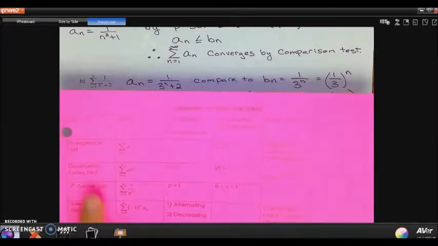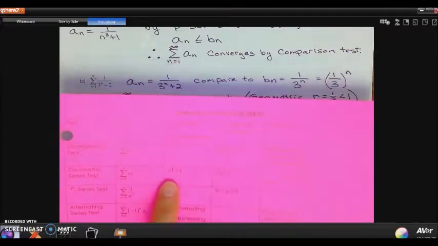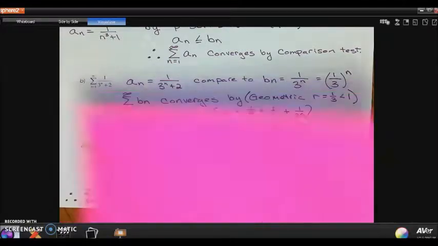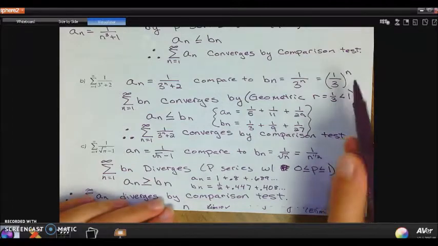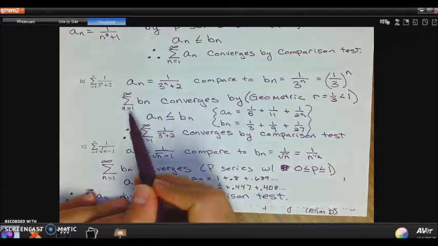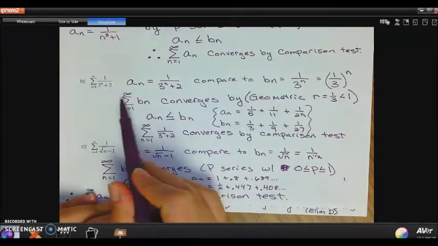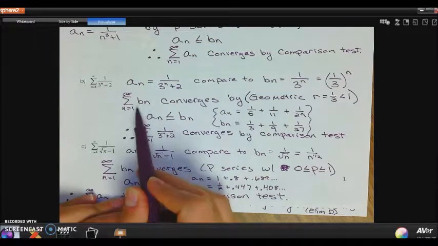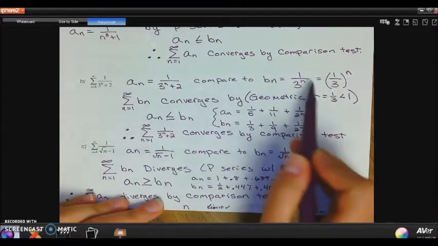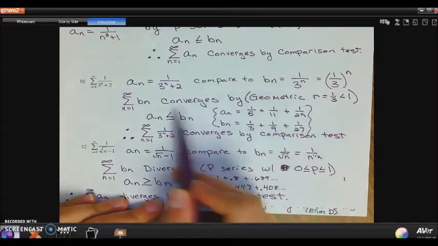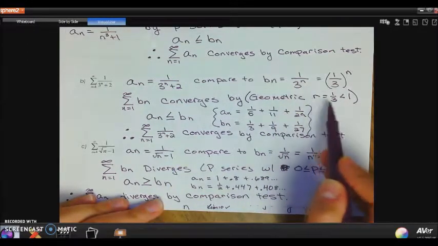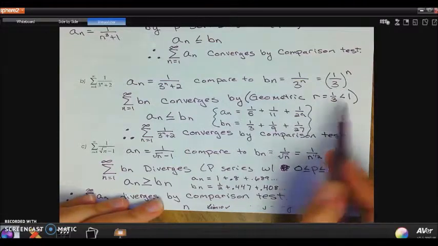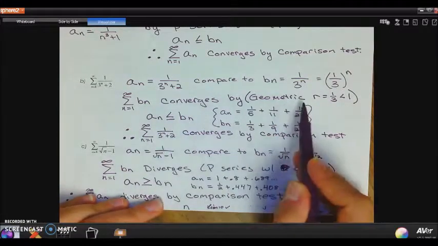So geometric, okay, that's going to converge when my common ratio is less than 1. The absolute value of it. But here it was, I believe, a positive. So, okay, now I'm saying that I know that the summation of b sub n, that one that's almost like the one I want, right? I know that this converges by geometric series, right? It's geometric, my r is 1/3, and that's less than 1. So I know that this thing converges.